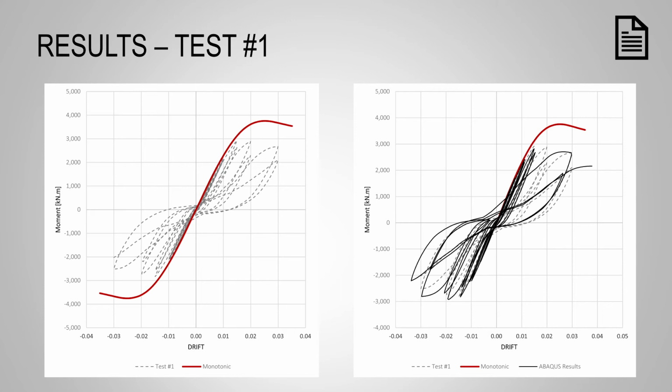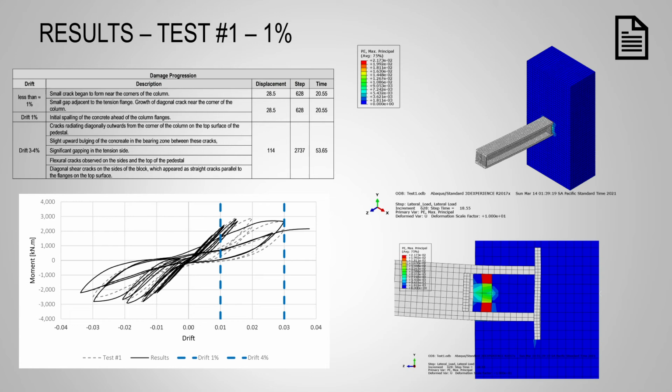Here we can see the force-displacement envelope and also the hysteretic envelope, and we can see that the match is really good. I am presenting here the graphs corresponding to 1% drift, and we can see that the column is mainly elastic. We can see a little plastic strain in the concrete, but it is localized.